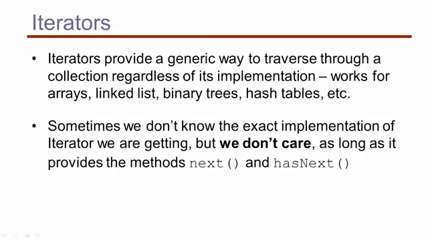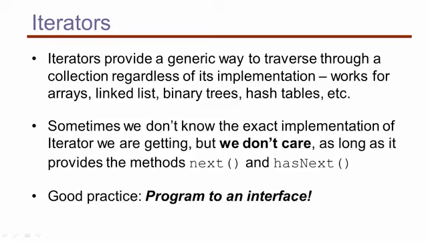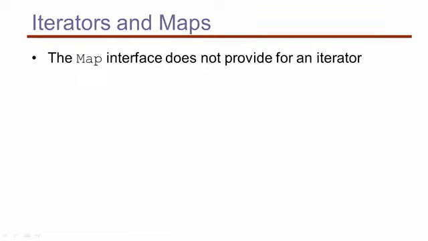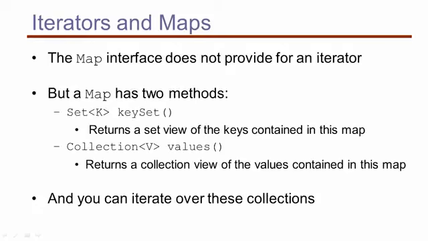So as has been mentioned before, we want to program to the interface rather than the concrete class, and thus our code will continue to work even if we later choose to use a different concrete class. Finally, it is worth taking a moment to note that the map interface does not provide an iterator, but a map does have two methods that return collections to us, and we can easily iterate over them.